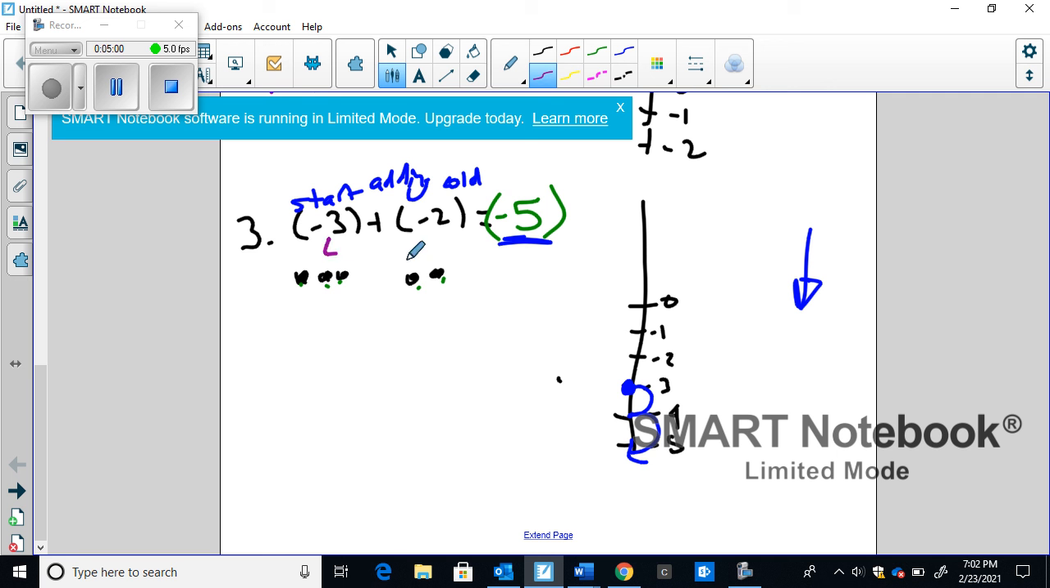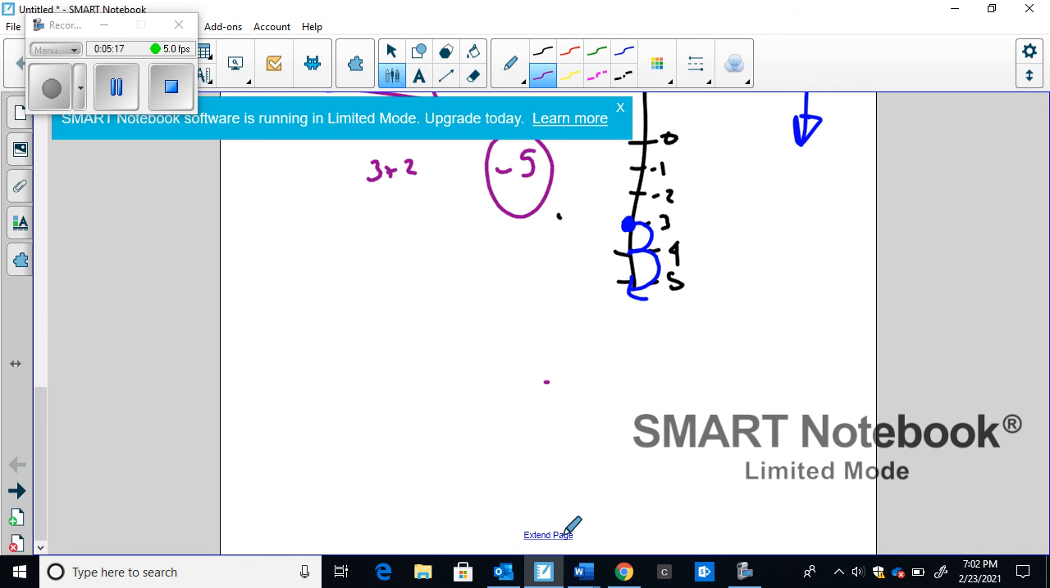When you have 2 negative numbers, really what you're doing is going 3 plus 2. Well, that's 5. And then we know if both are negative, our answer is also going to be in the negative region, because it's just getting colder. And those are the 3 possible scenarios when we are adding integers.